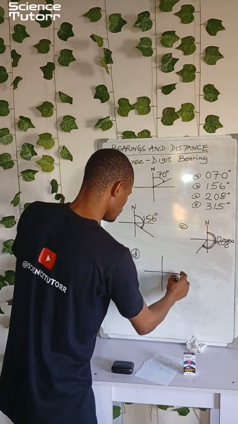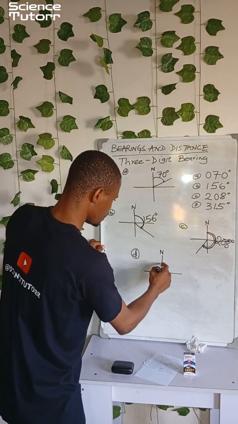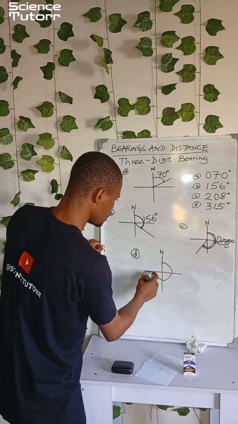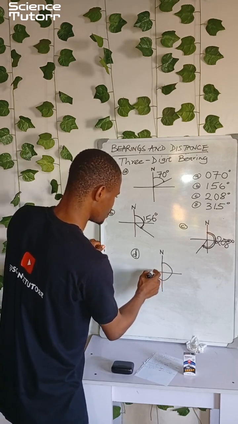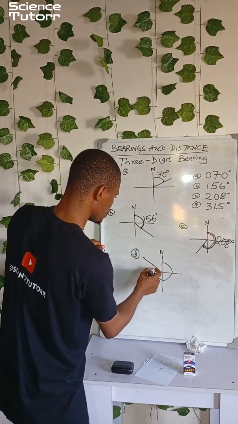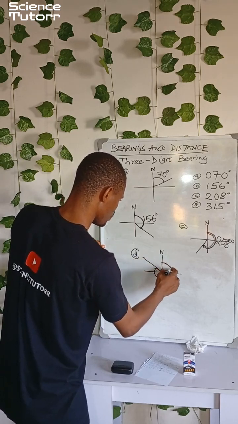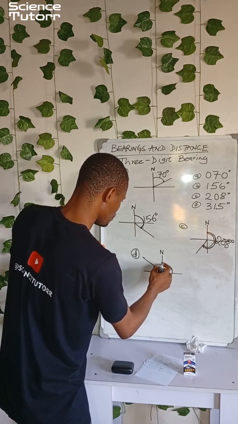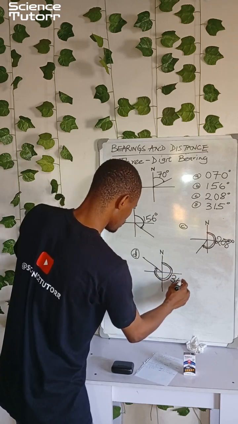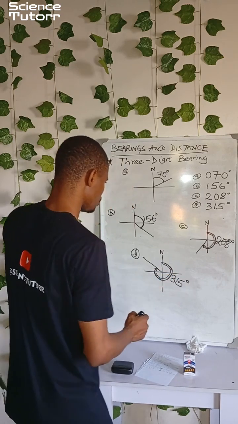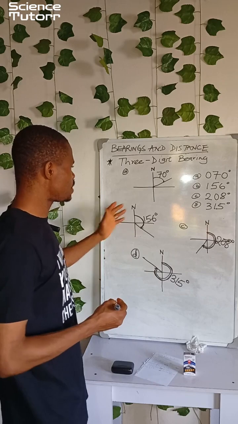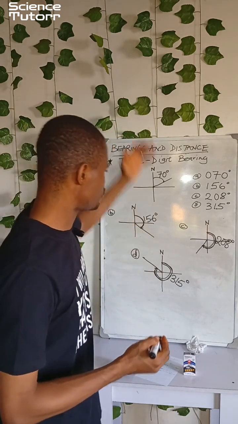And then finally we have 315 degrees beginning from the north. This is 90, this is 180, this is 270, this is 360, but we have 315. So a little in, we have our line. So we have this to be our 315 degrees. So 315 degrees. These are examples of 3-digit bearing.